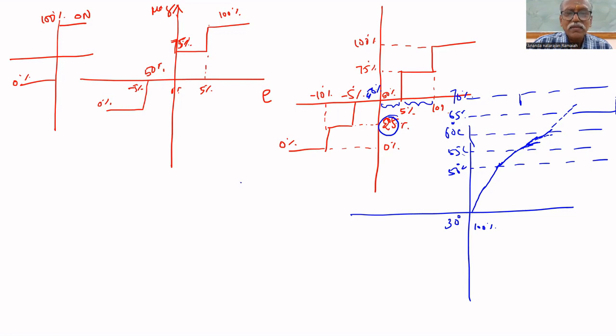How many points are there? The band of minus 5 to 10%.